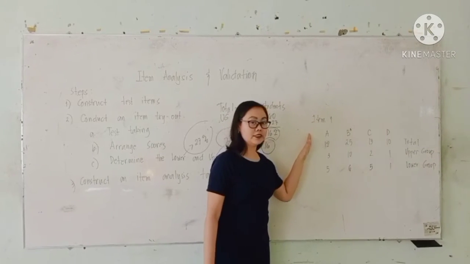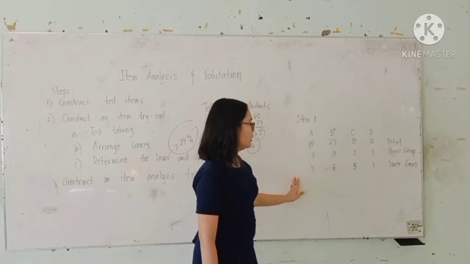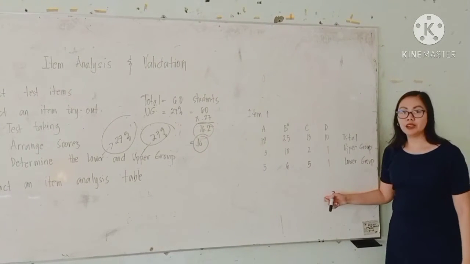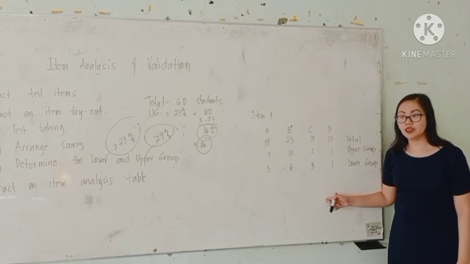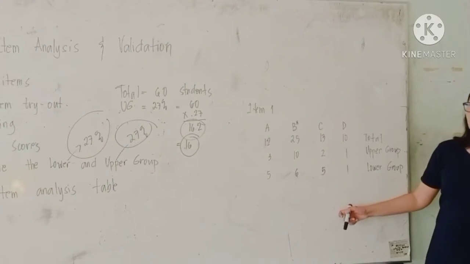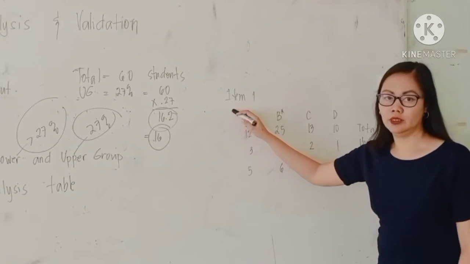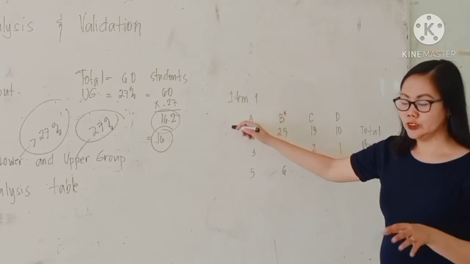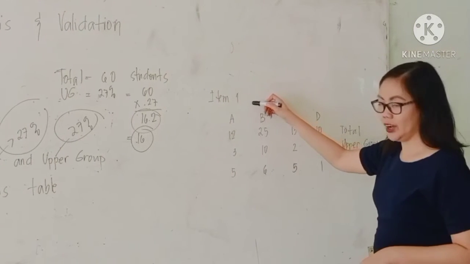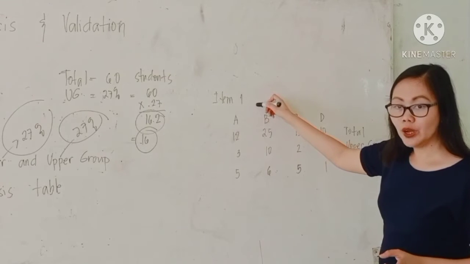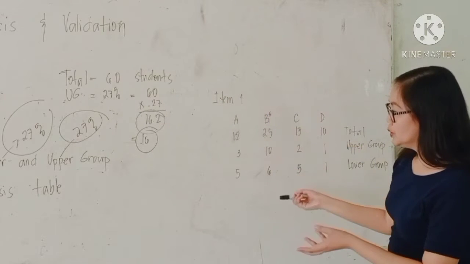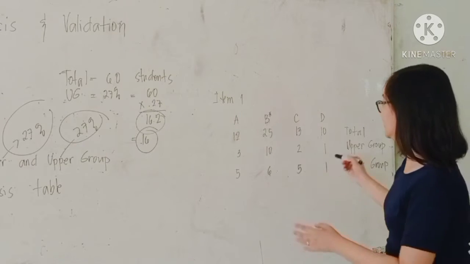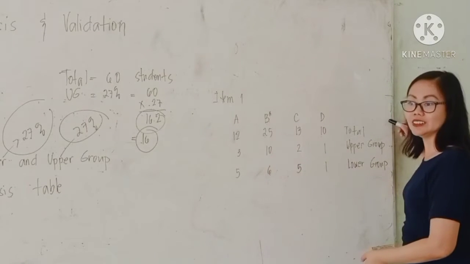This is an example. The one here on the board is an example of an item analysis table. Okay? So this is just item 1, item 1 for a multiple choice test. For item 1, how do we do item tryout? We construct the item analysis table. At ito yung itsura ng item analysis table.